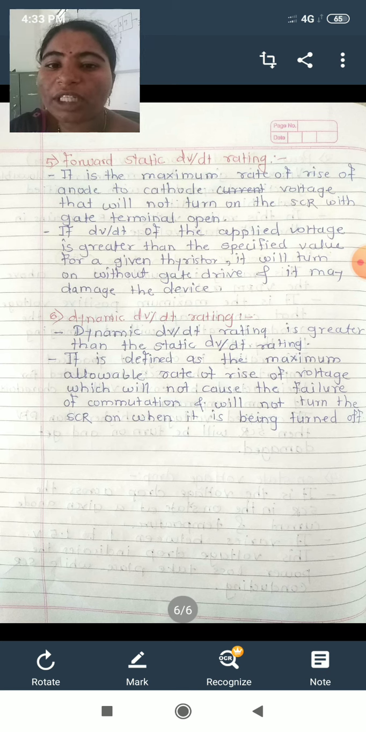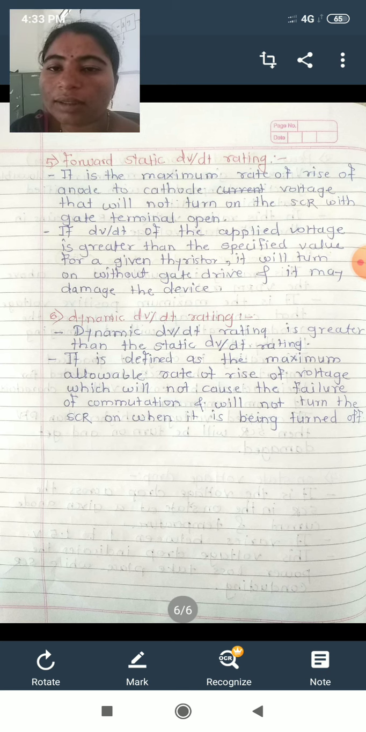Now, next point is dynamic dV by dt rating. Dynamic dV by dt rating is greater than static dV by dt rating, and it is defined as the maximum allowable rate of rise of voltage which will not cause failure of commutation and will not turn on the SCR when it is being turned off.